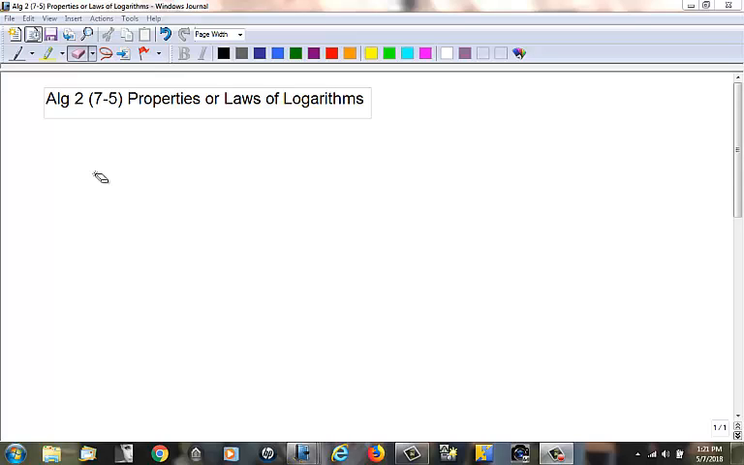Okay, this is on properties of logarithms or laws of logarithms. One thing, the laws of logarithms parallel the laws of exponents. So separate your paper into two columns for this first part.